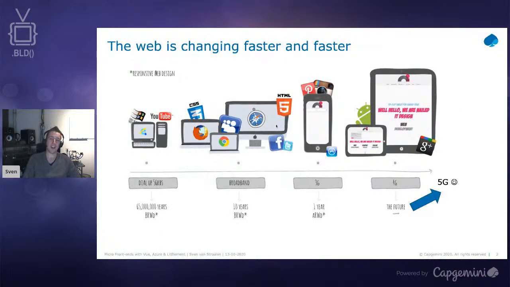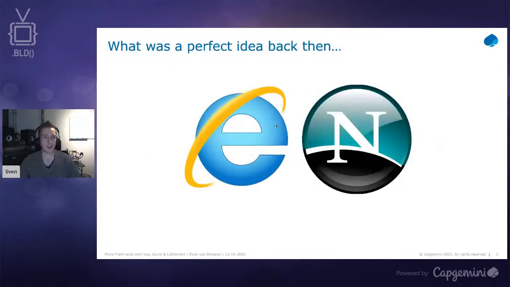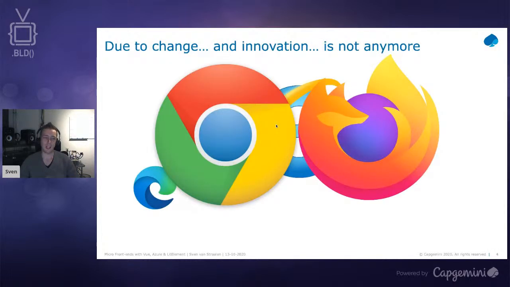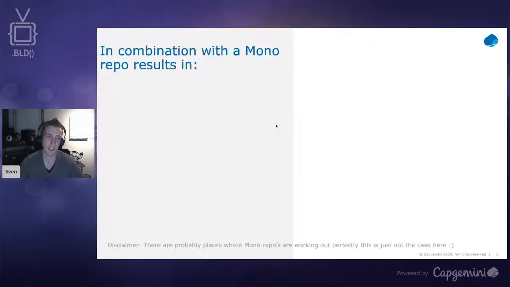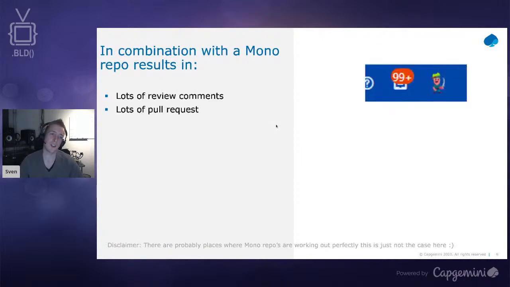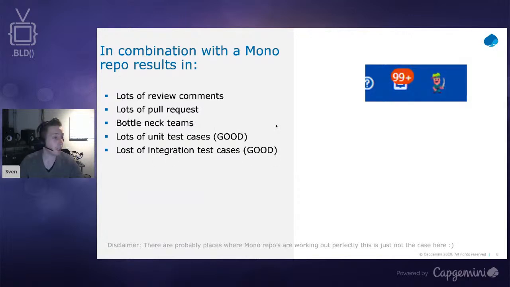So the web is changing faster and faster. We are currently already on 5G. What was a perfect idea back then, let's say Internet Explorer, is basically due to change and innovation, not anymore. And basically, big enterprises can't keep up. And a big company means a big app, means lots of developers, lots of opinions. And in combination with the monorepo, this results in lots of review comments, lots of pull requests. And yes, these were my pull requests that I had on my name. Bottleneck teams. I was one of the bottleneck teams.